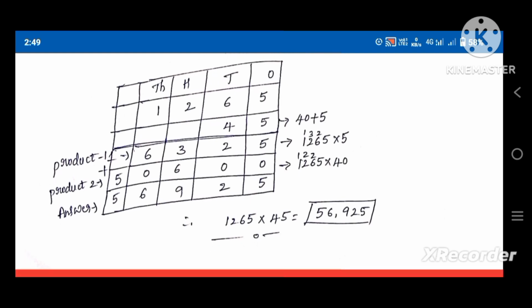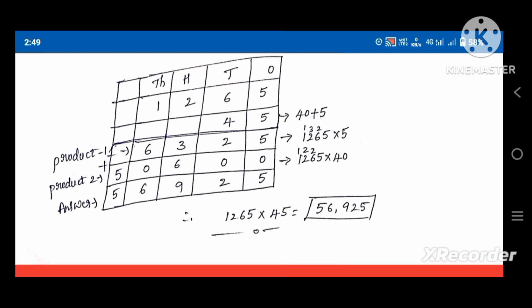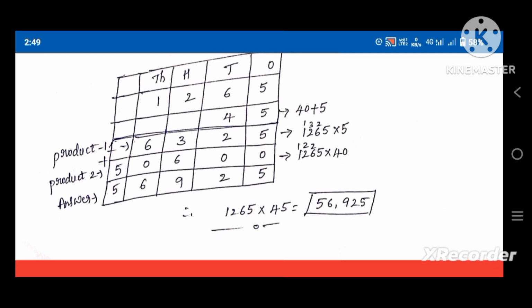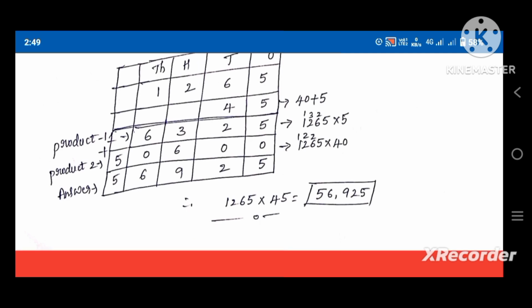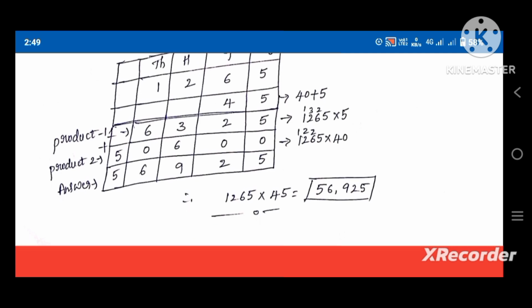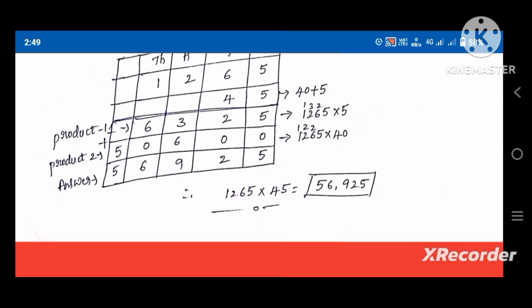Product 1 is 1265 into 5. Product 2 is 1265 into 40. Add the products and get the answer 56,925.